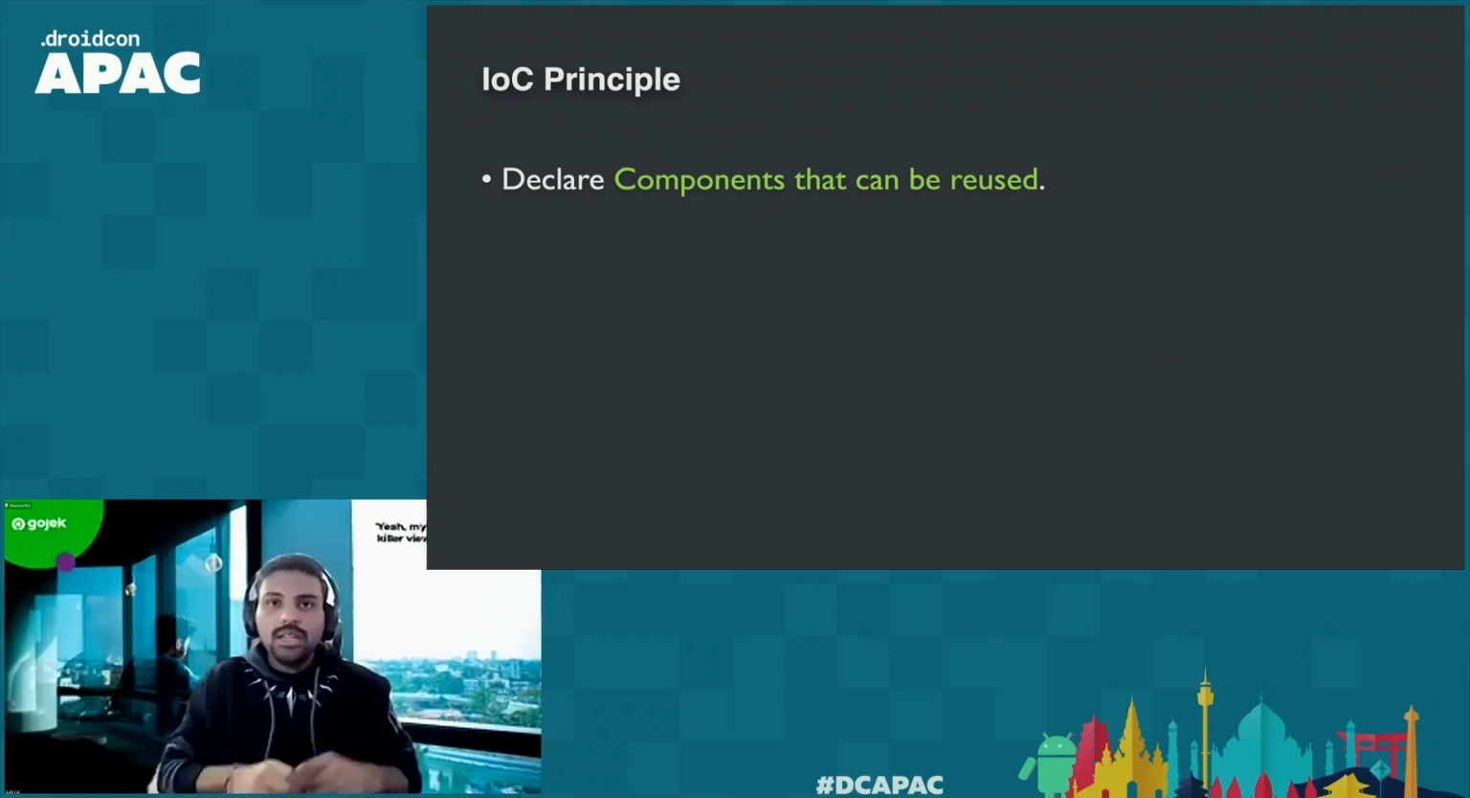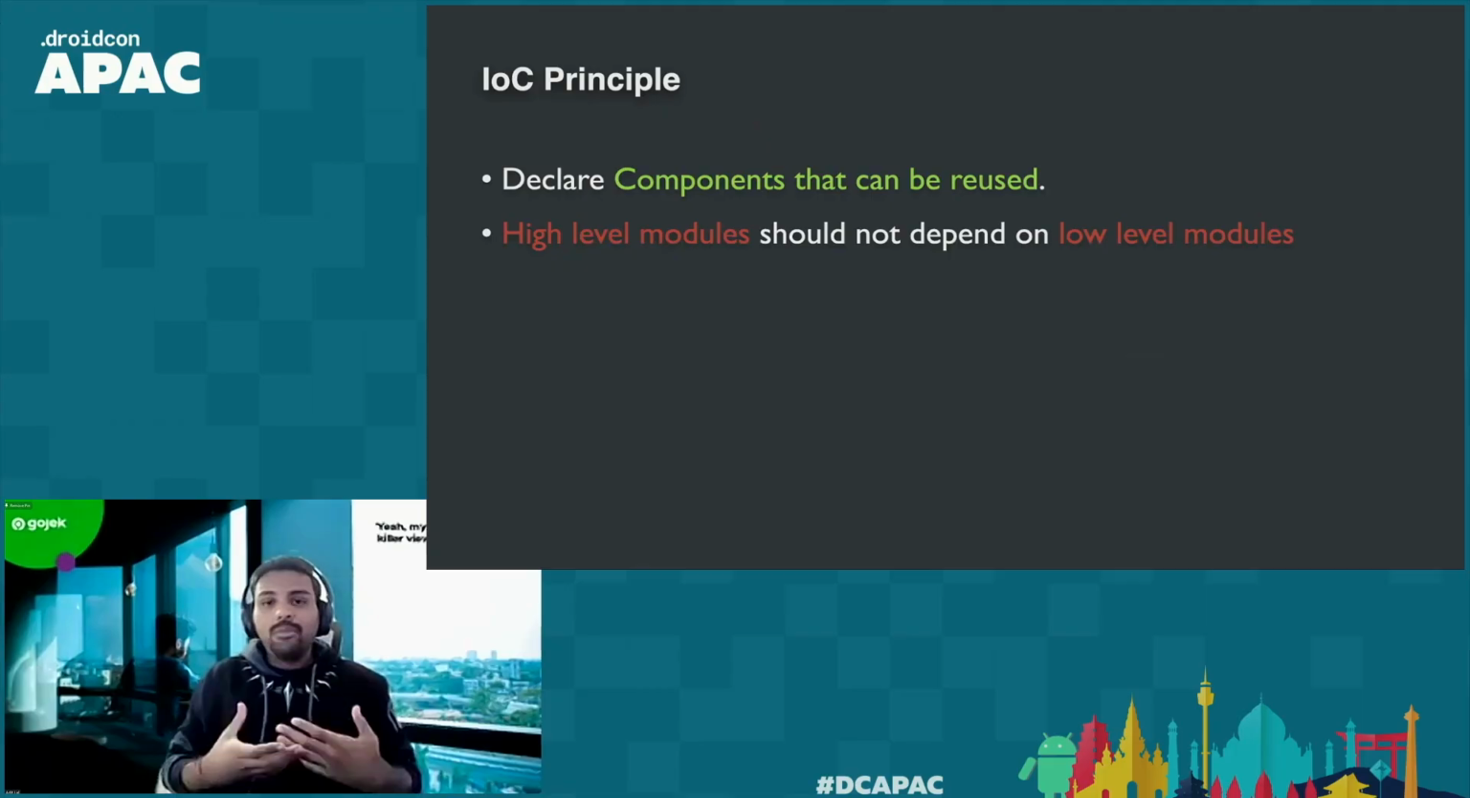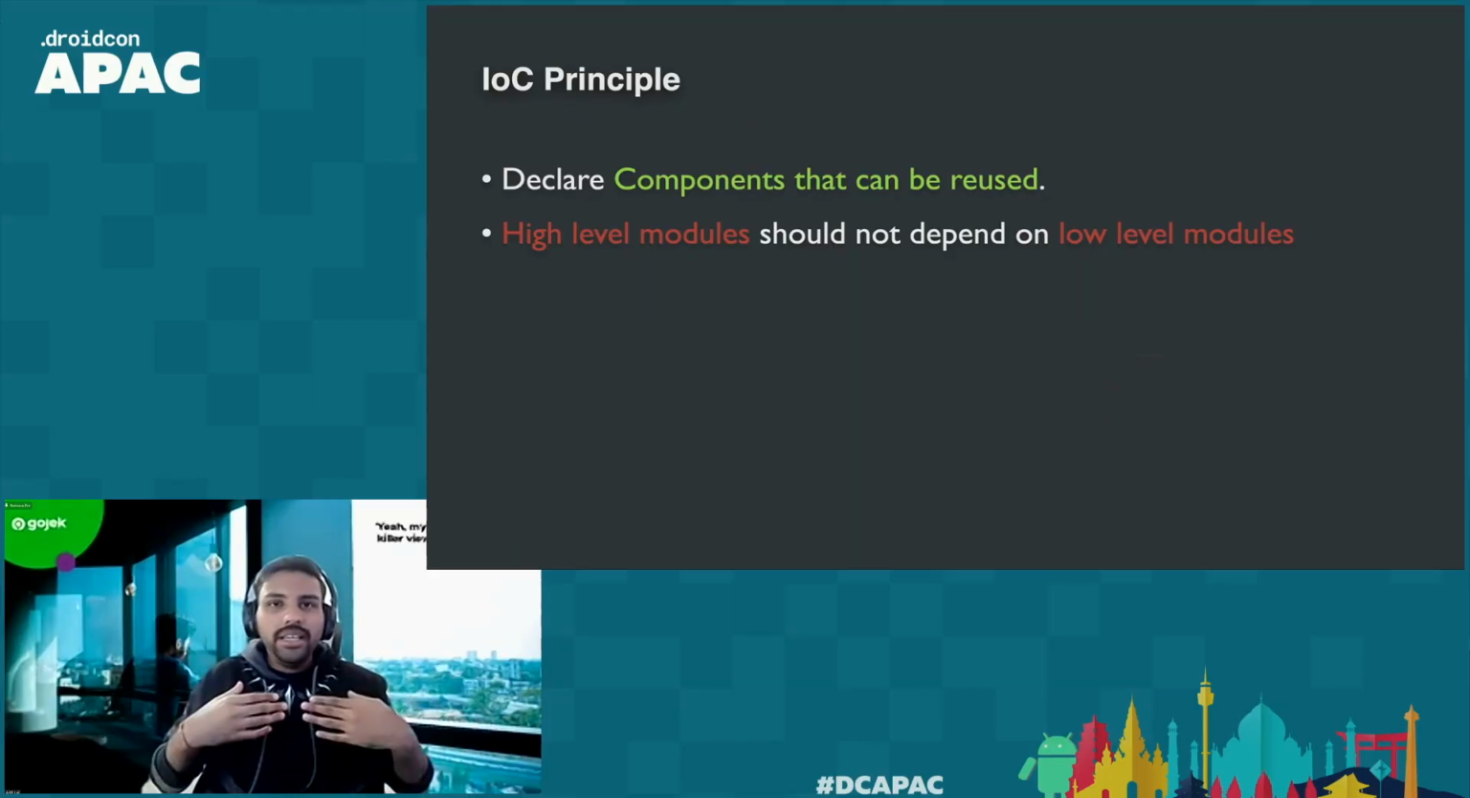In the Dagger world, a component is what provides or binds a certain dependency, and depending on the scope, a client or a consumer call site will get this. Next, high-level modules should never depend on low-level modules. If you remember the visualization that I showed you before, high-level modules are aware of how to bind it all together, but don't really know who's going to provide what. They just combine everything together when required.